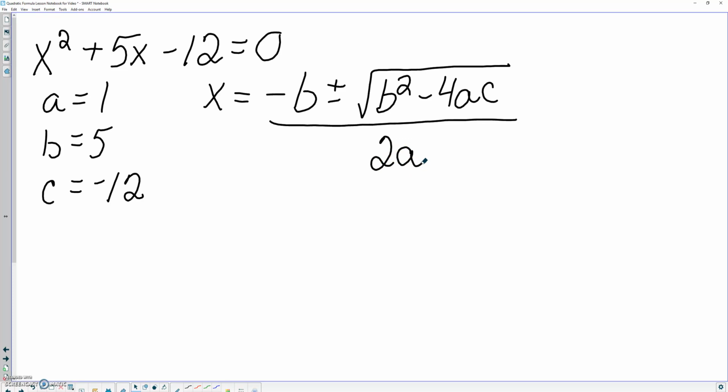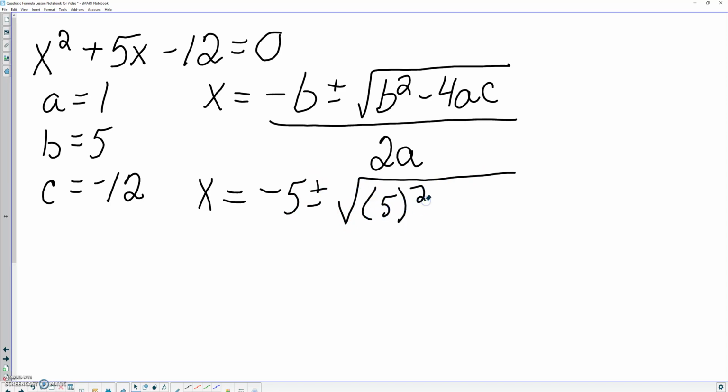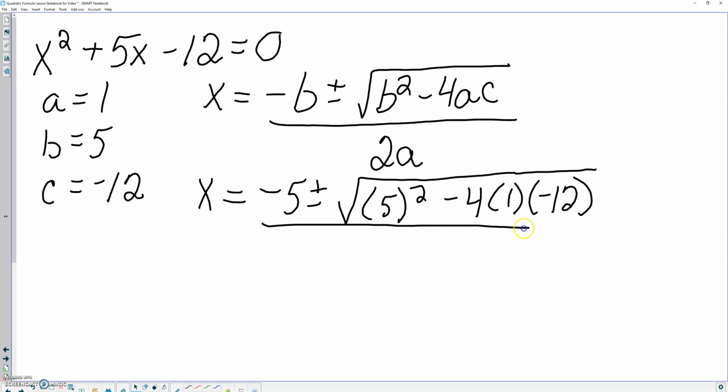Okay, so it's not a formula that you have to memorize. Okay, so now I'm going to substitute my values. So x equals the opposite of b. So the opposite of 5 is negative 5, plus or minus the square root of 5 squared minus 4 times 1 times negative 12 all over 2 times 1. All right, and notice when I substitute, I always put those numbers in parentheses.